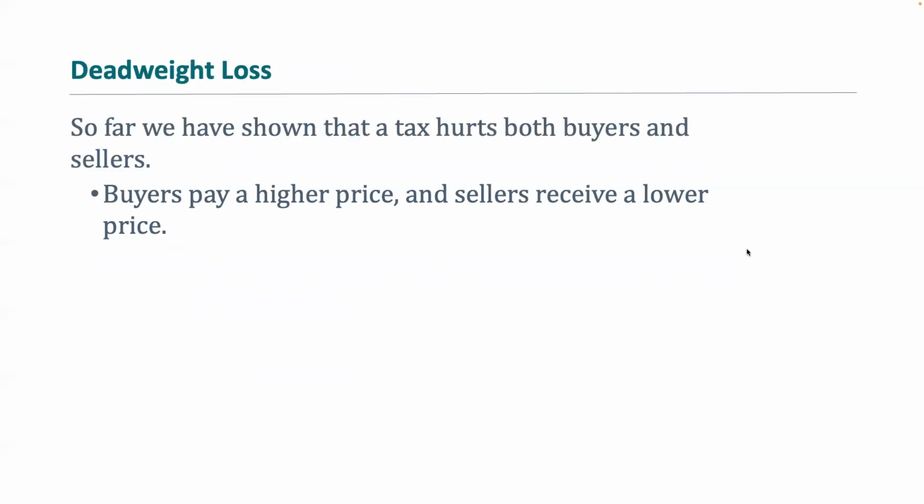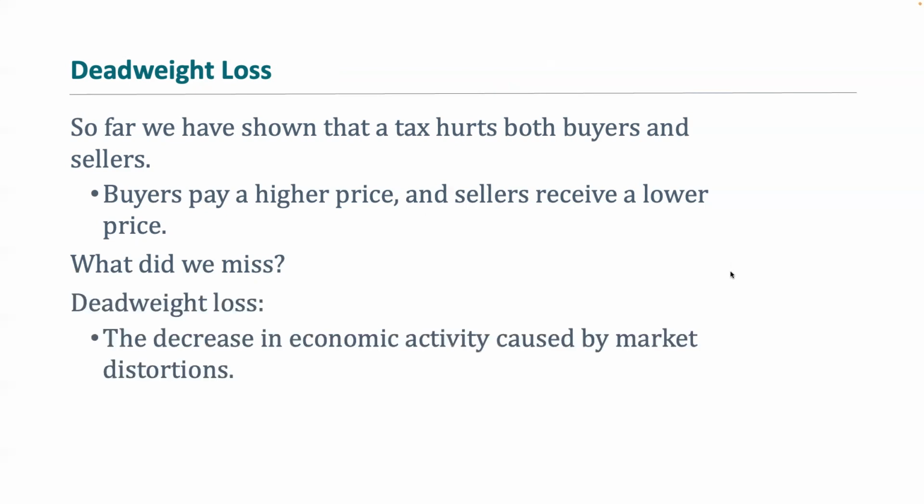Next up, we want to look at deadweight loss. So far we've shown that a tax actually hurts both our buyers and our sellers. Buyers are going to pay a higher price and sellers are going to receive less money. Did we miss anything? Well, the answer here is yes, we did miss something, and that's deadweight loss. Deadweight loss is just the decrease in economic activity that's caused by market distortions. So we know that efficient markets have little to no government intervention, and that they'll naturally work their way back to where they need to be. But when we have these taxes, that tax incidence, or the tax burden, does affect our producer and our consumer, and there ends up being some sort of loss, deadweight loss, that's experienced because of the change.